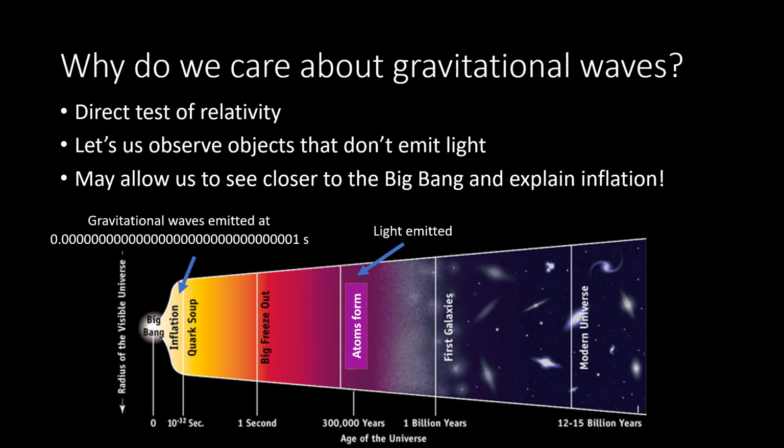Gravitational waves also let us observe properties of objects that don't emit light. So we would not have any other way of detecting or studying these black hole pairs in particular because they don't emit light. So our regular telescopes are no good.